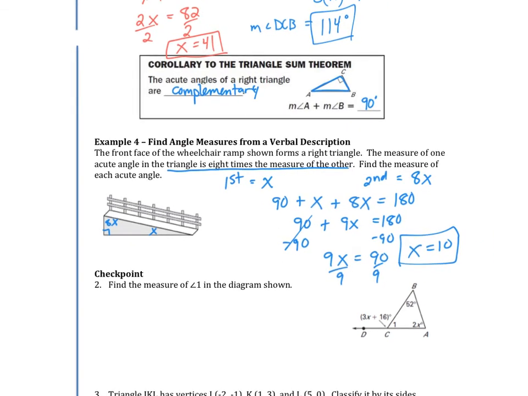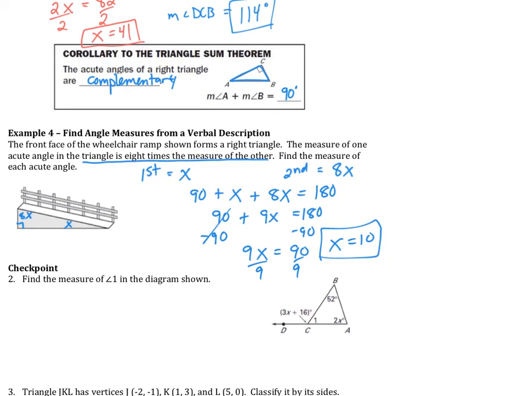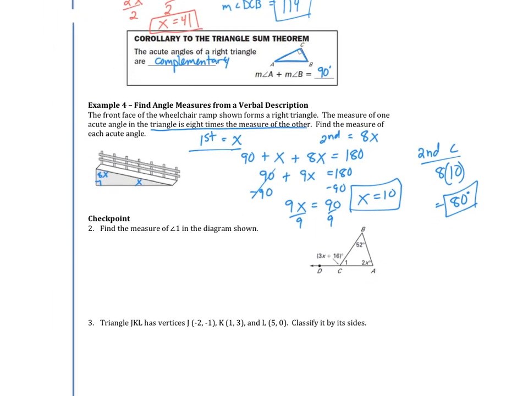That's one of the angles, because the first angle was x, so x equals 10. The second angle is going to be 8 times 10, so the second angle is going to be 80 degrees. So the first angle is 10 degrees, the second angle is 80, and then the last one, of course, is 90 because it was a right triangle.